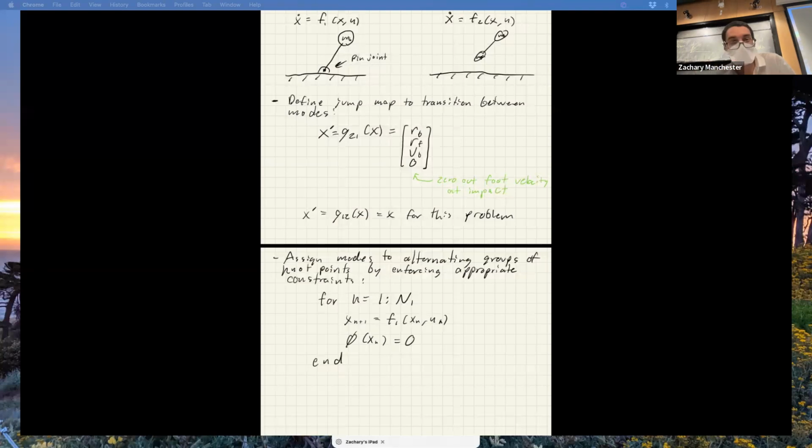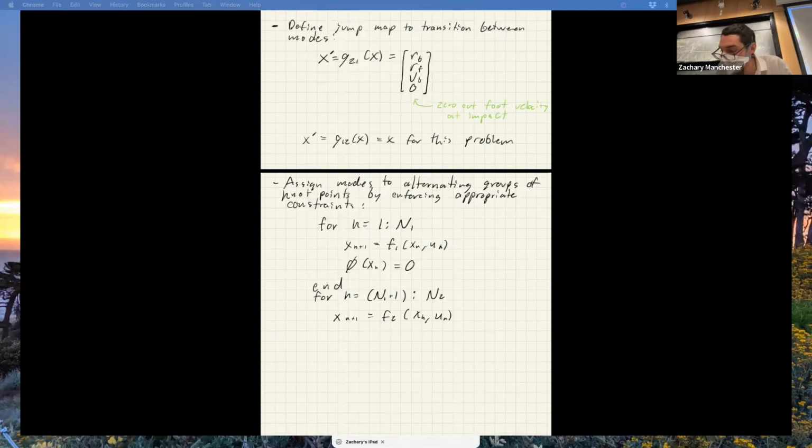Then we'll have a flight phase, the next set of knot points, so k equals n1 plus 1 to n2. Here we're just going to have our flight phase dynamics. And here we'd have to have this guy be positive.